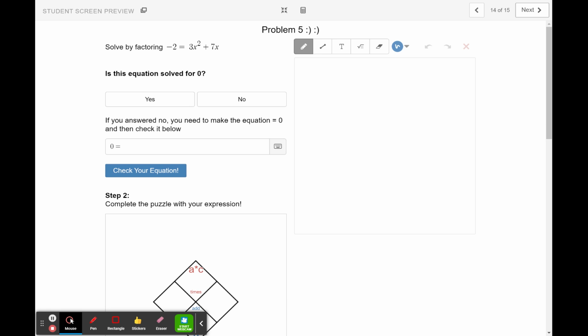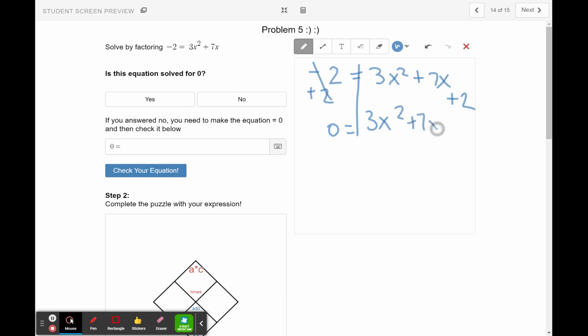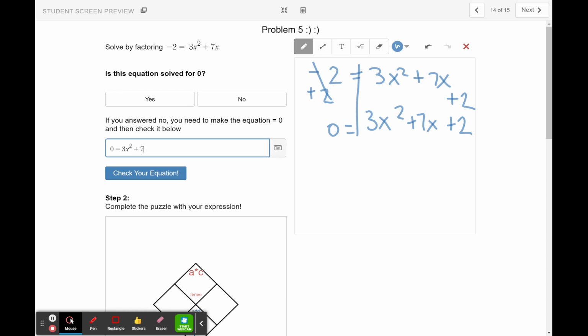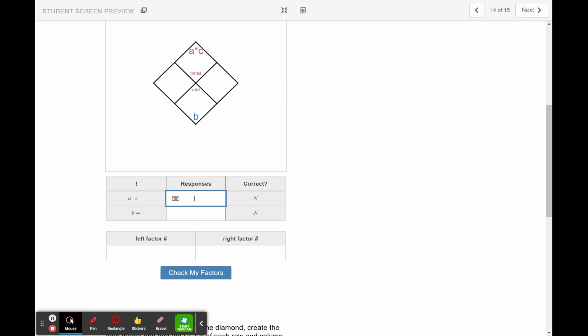Now for this one, it's slightly different. It's not equal to 0 anymore. So what we have to do here is move that over. So we have to add 2. Notice that there's no like terms. That is okay. We're just going to put it on the end because that's our constant. So then this is our new equation, 3x squared plus 7x plus 2. And now we treat it the same. 3 times 2 is 6. Our b value is 7. Our 2 values are 6 and 1 because 6 times 1 is 6. 6 plus 1 is 7.